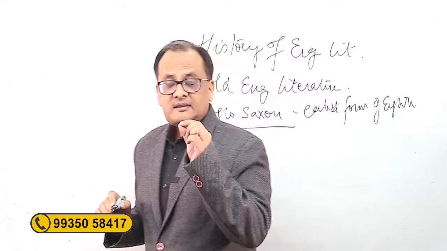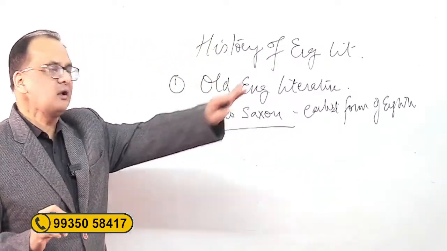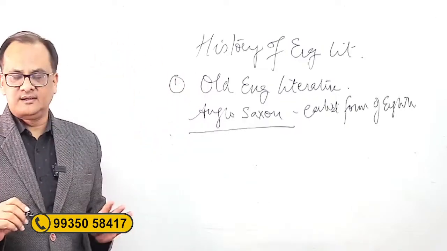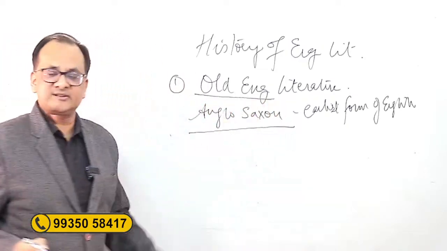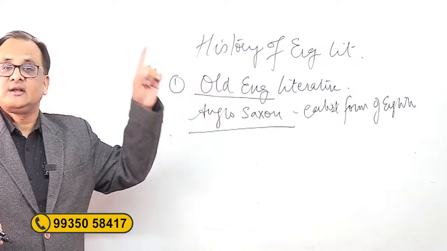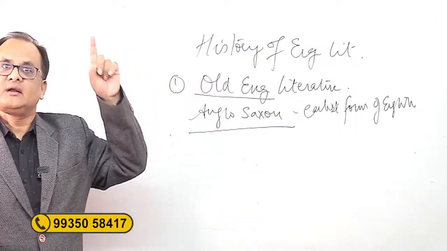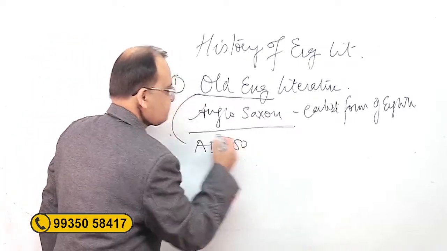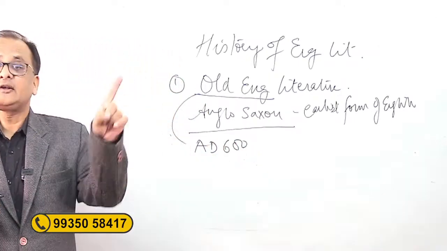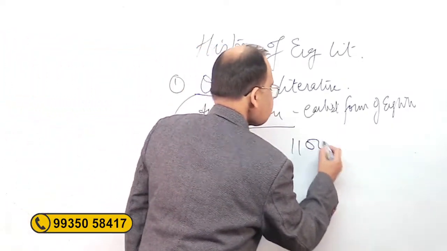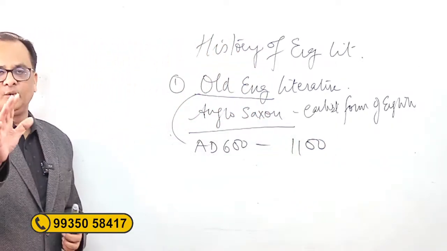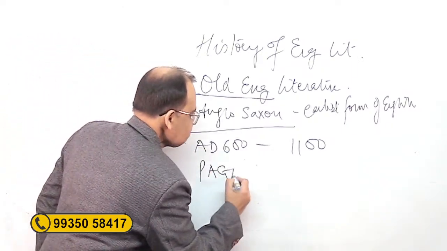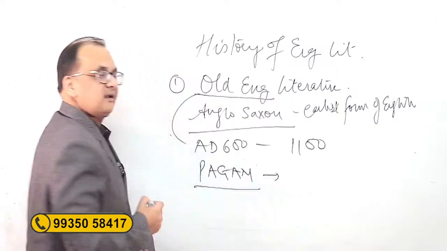And this period is actually a long one, and it is generally considered that Old English, it is said that this Old English was spoken from about 600 AD. AD 600. From when till when? To about 1100. Fine. Many of the poems of the period are pagan. How are they? Many of the poems of this period are pagan.